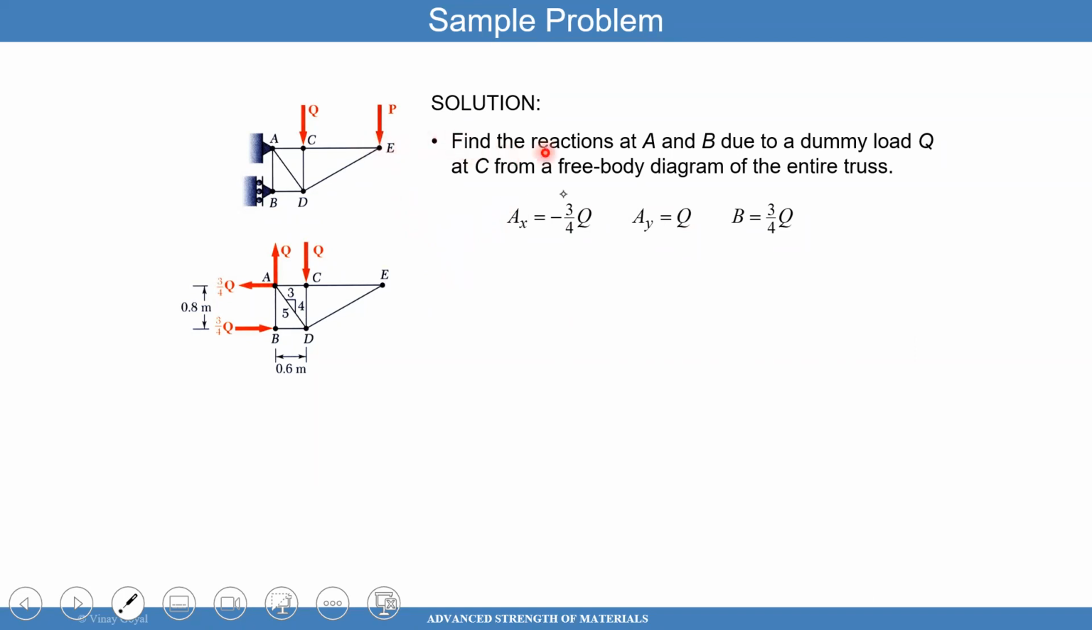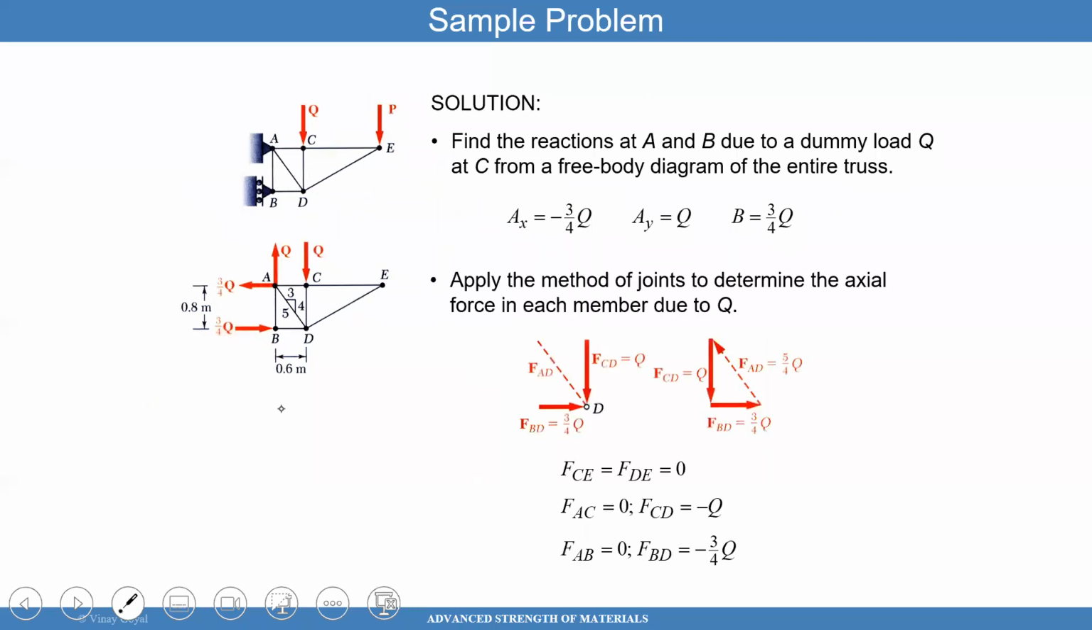We find the reactions at points A and B. You do that, you get 3 force Q, 3 force Q. And you find that this reaction force is Q. Then we found the forces in each of these sections as a function of Q. You can see that we ignored the load P, by the way.